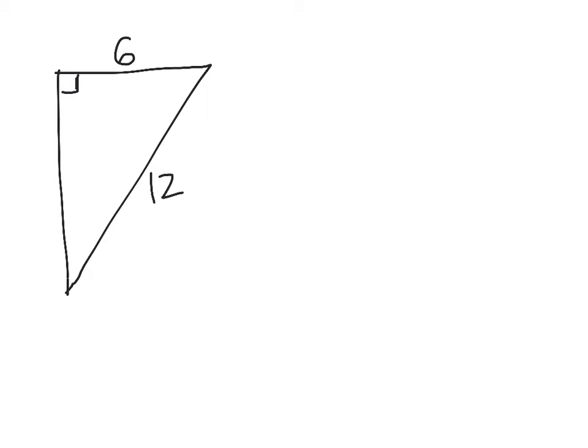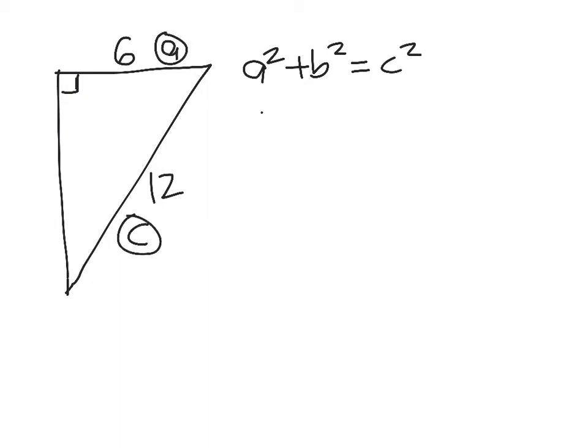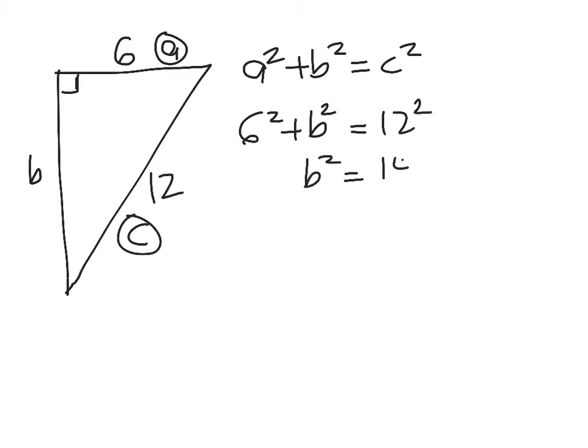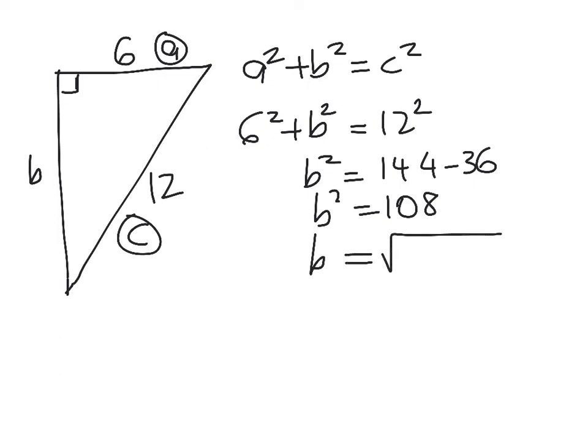So Pythagoras' theorem says a squared plus b squared is c squared. We'll call this side a, and this side has got to be c, the hypotenuse. So 6 squared plus b squared is equal to 12 squared. B squared is equal to 144 minus 36, which gives me 108. So that's b squared. Now b is going to be the square root of 108.